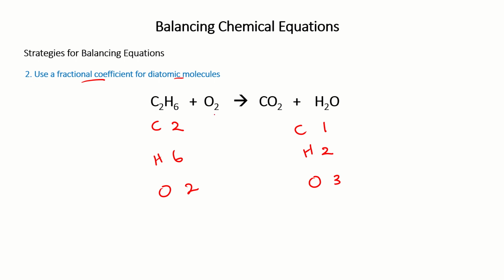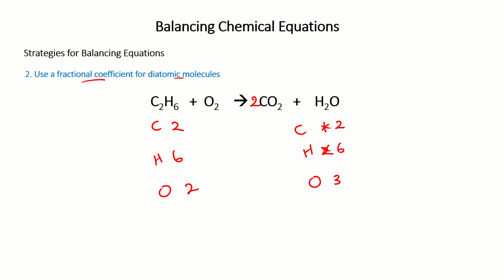Now I'm going to start with the most complex one, we have C2H6. Now I'm going to put 2 over here to make it 2 carbons. That will lead me to 2 carbons, and I have 6 hydrogens over here. So I'm going to turn this number to a 6.